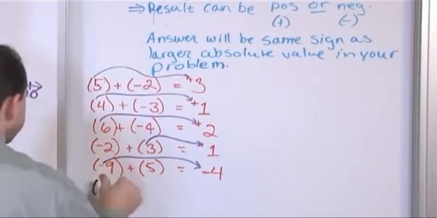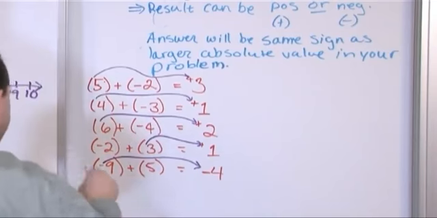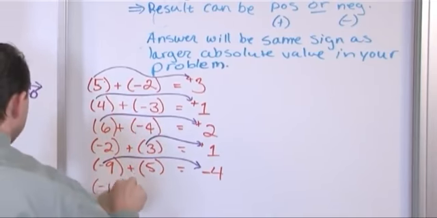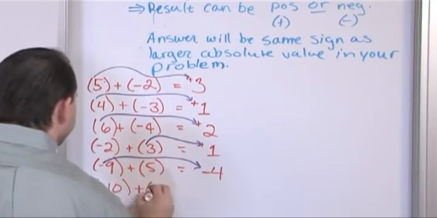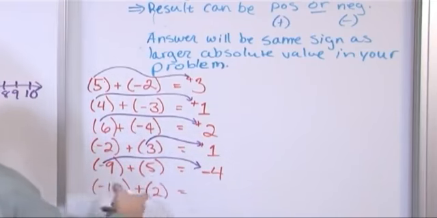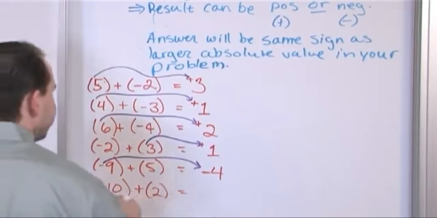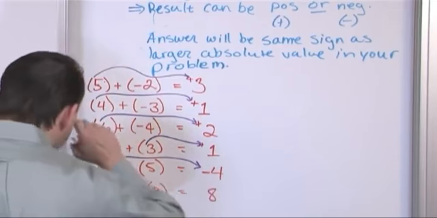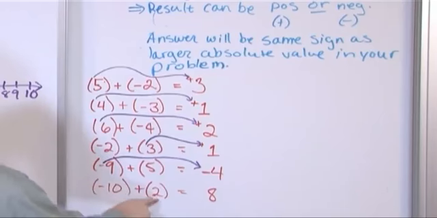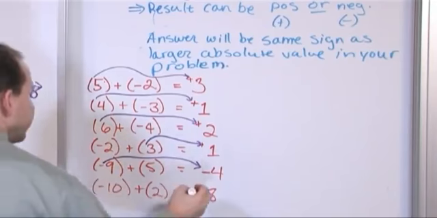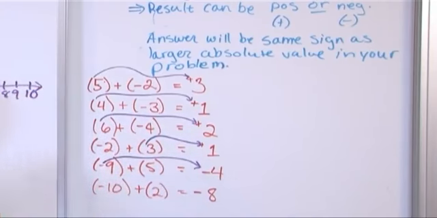Let's say we had negative 10 plus 2. So we have negative plus positive, so we subtract the numbers. 10 minus 2 is 8. And the larger of these two numbers is the 10 absolute value-wise, so the answer is going to be negative. So you see, it's consistent.